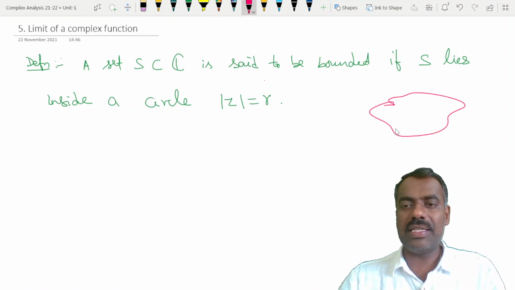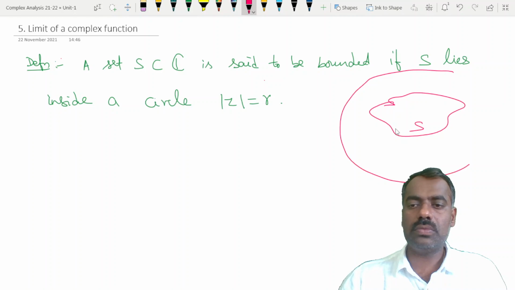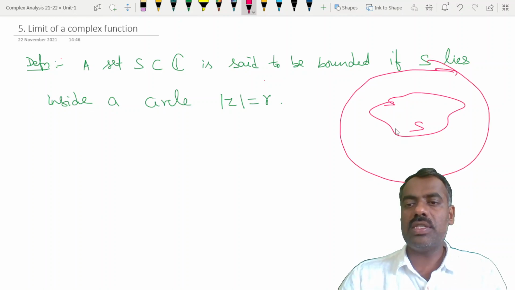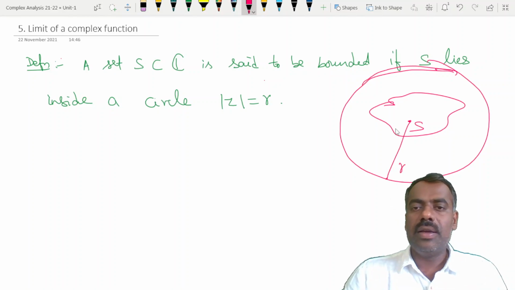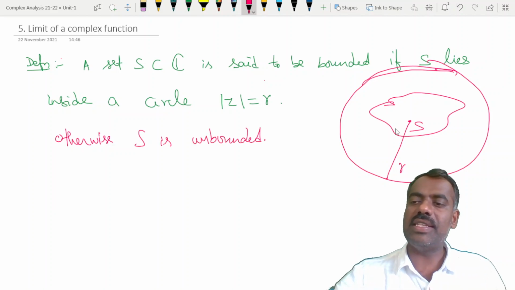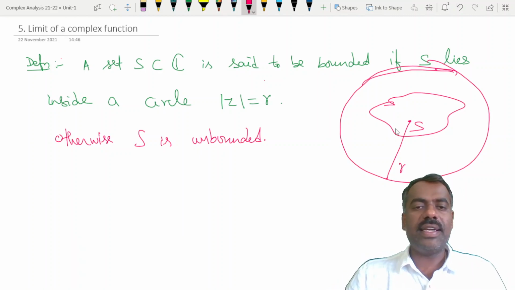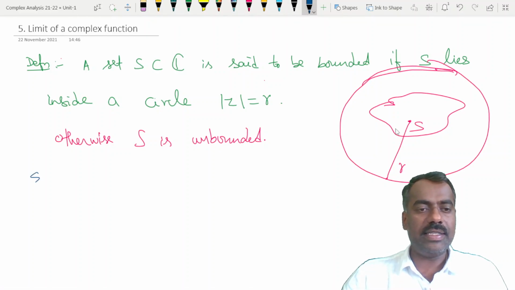That means we say that set S is bounded if we are able to find a circle whose center is origin and radius is R. Then we say that such a set is bounded, otherwise S is said to be unbounded. So if we can't find a circle, then it is unbounded. If we can find some circle, then it is bounded.